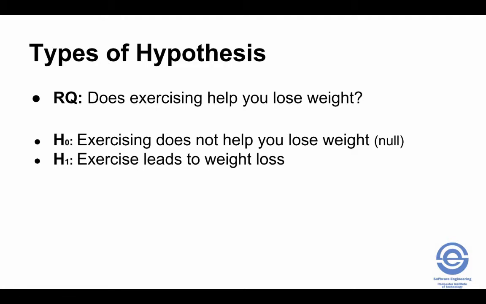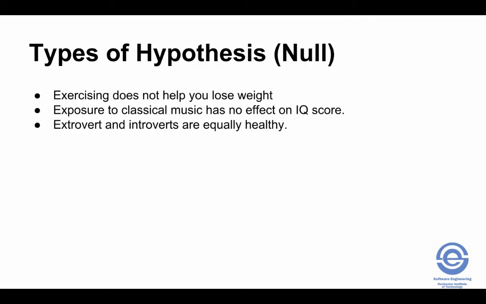And so an example of null and alternate hypotheses could be if your research question was, does exercising help you to lose weight? So the null hypothesis would be that exercising does not help you to lose weight, while the alternate hypothesis would be that exercise leads to weight loss.